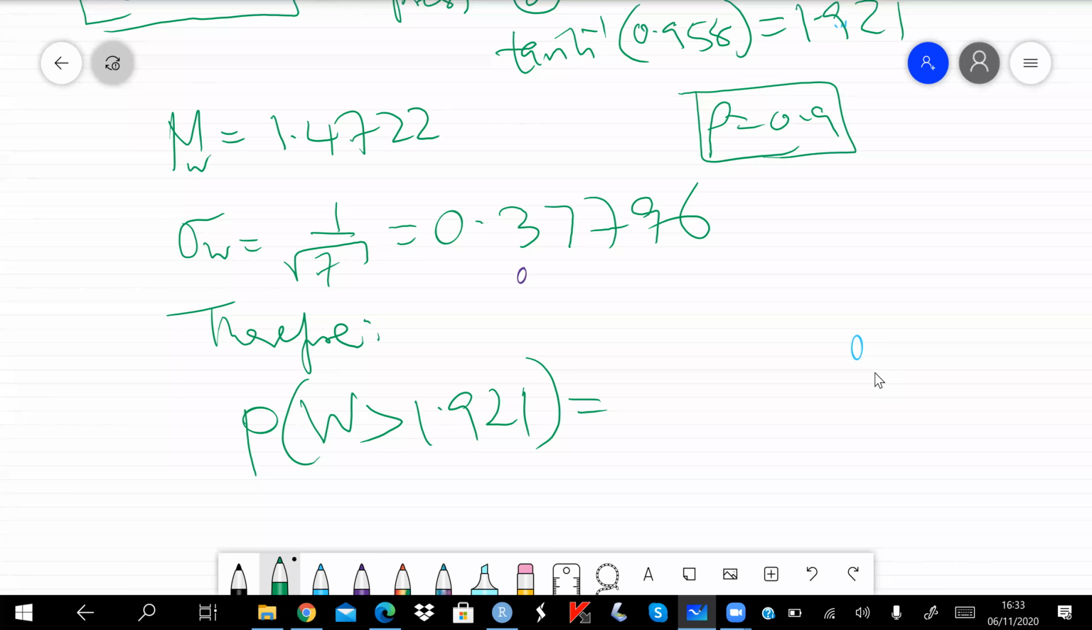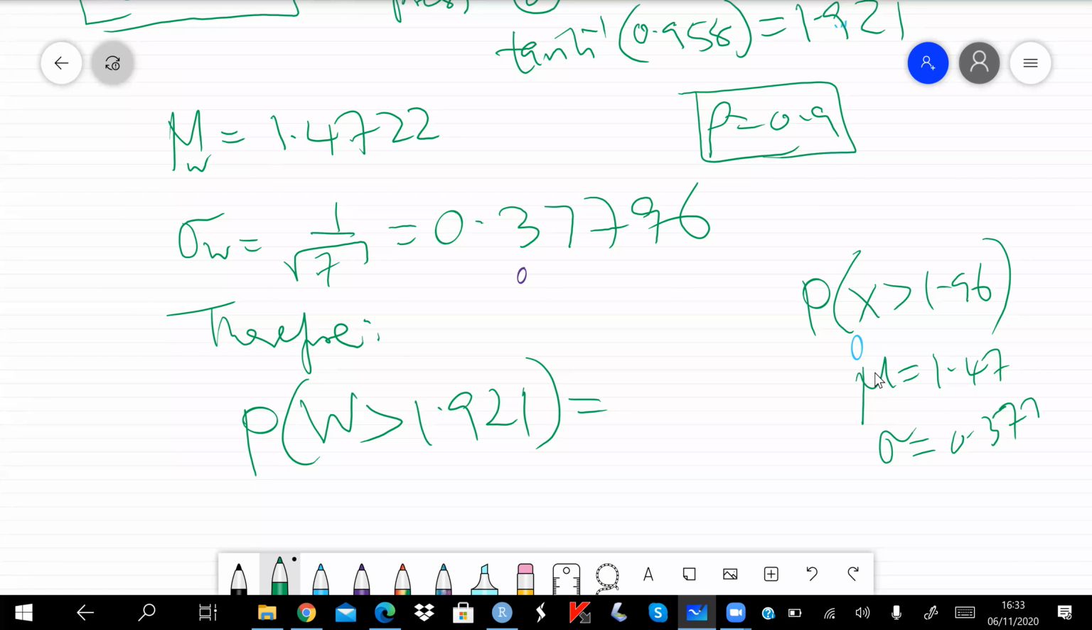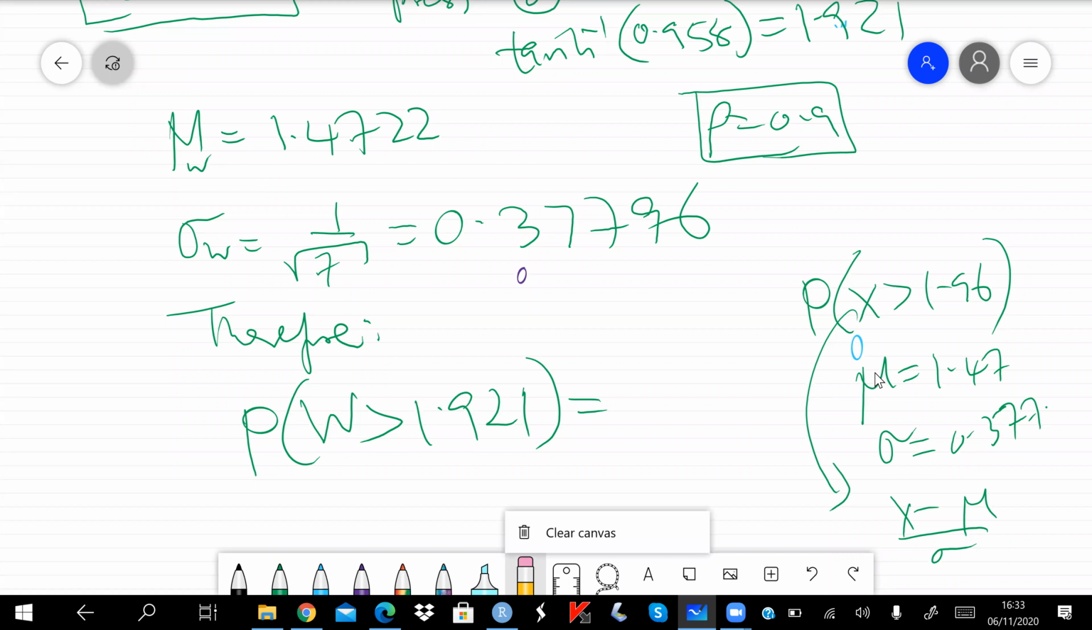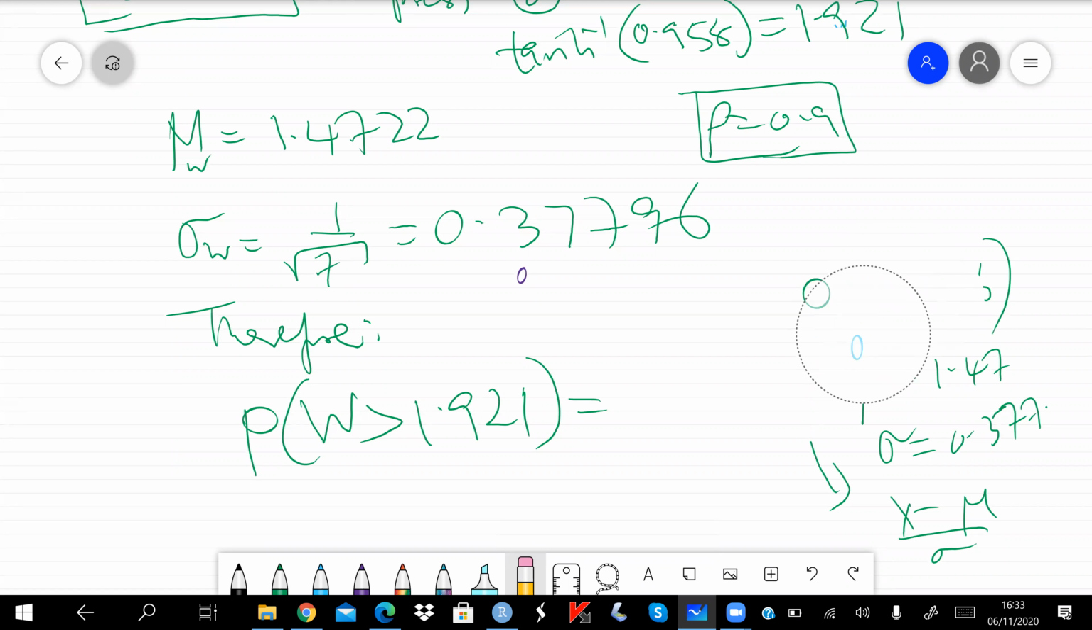Remember, if we were dealing with something like this, X is bigger than, let's say, 1.96, and we already know that mu is let's say 1.47, and we know that sigma is 0. We are dealing with a situation like that. So we know that the standardized value of X is given by this, divided by that. So we shall use the same analogy to obtain a standardized value of W as follows.